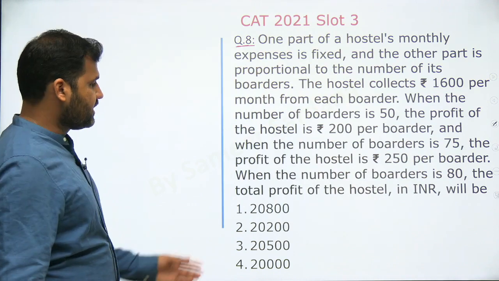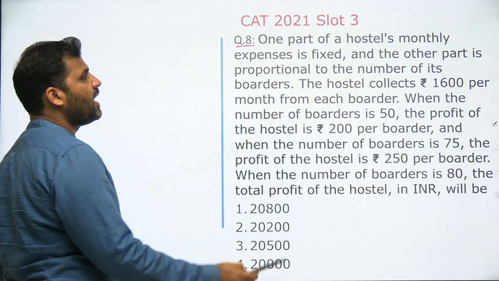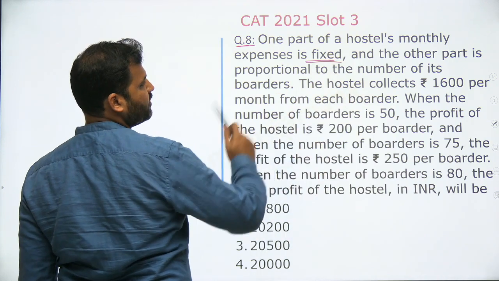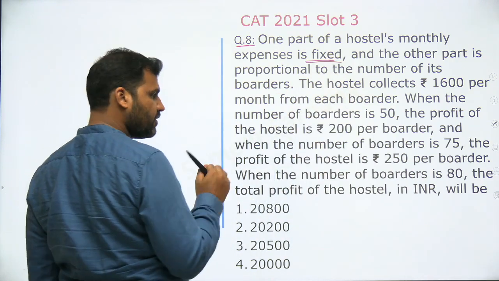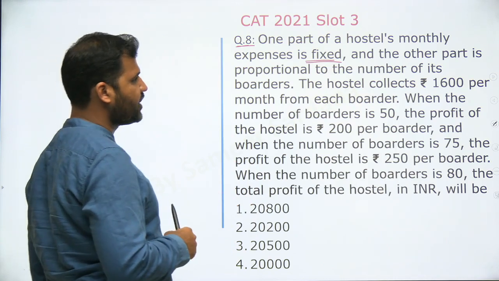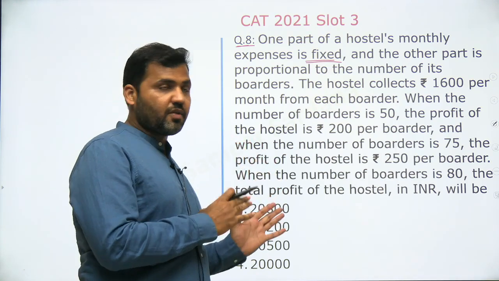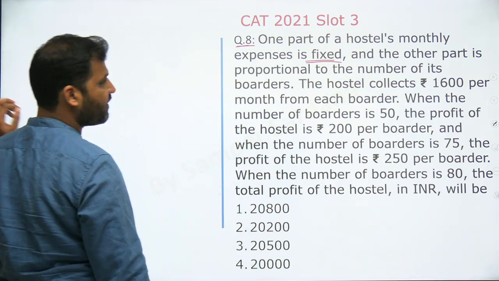Question number 8 here. This is a ratio based question. One part of a hostel's monthly expense is fixed and the other part is proportional to the number of its boarders. This question is quite lengthy in terms of calculation, but still you can manage your calculation a lot and you can try solving this question in 1 minute. Yes, it is possible, definitely.